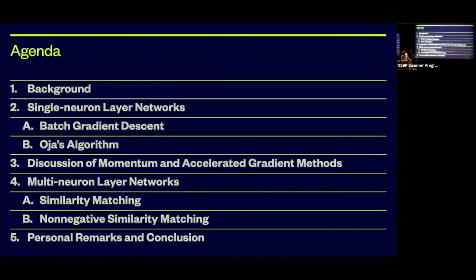So, a brief overview of what we'll be discussing today is a bit of background on single neuron layer networks, where we'll discuss batch gradient descent or offline OHS algorithm, online OHS algorithm, a discussion of momentum and accelerated gradient methods, and a brief introduction to multi-neuron layer networks.